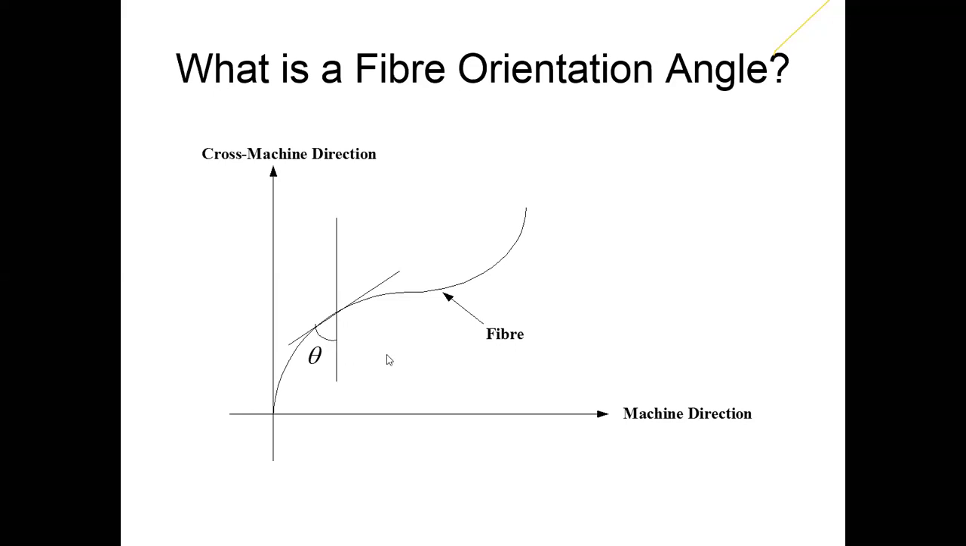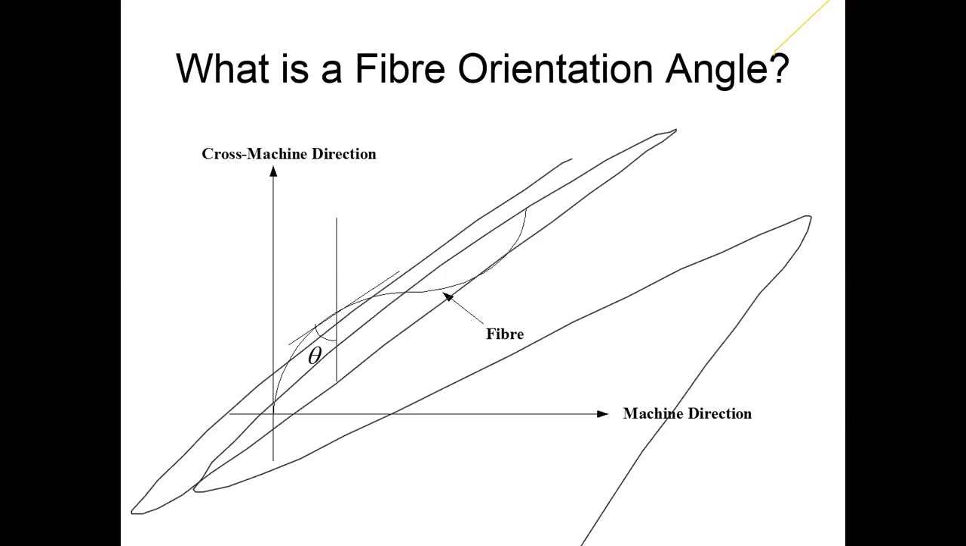So how the fiber is aligned or oriented in the non-woven fabric, we can measure from here. So theta is the angle of fiber. This is the fiber orientation angle. If the fiber is more aligned towards the machine direction, then it is called parallel laid. And if the fiber is more aligned towards the cross machine direction, then it is called cross laid.